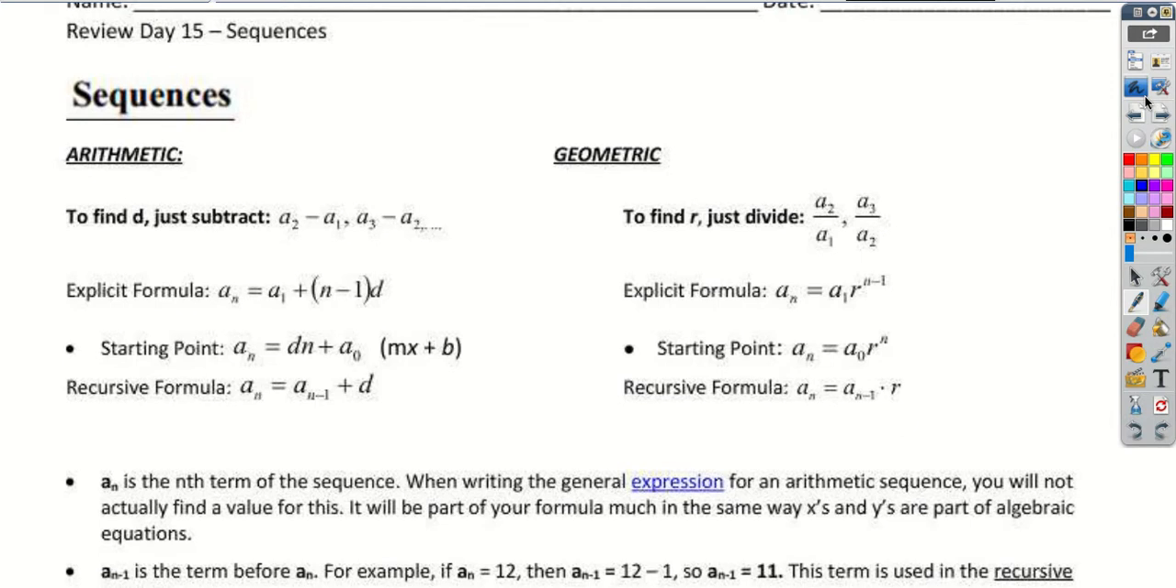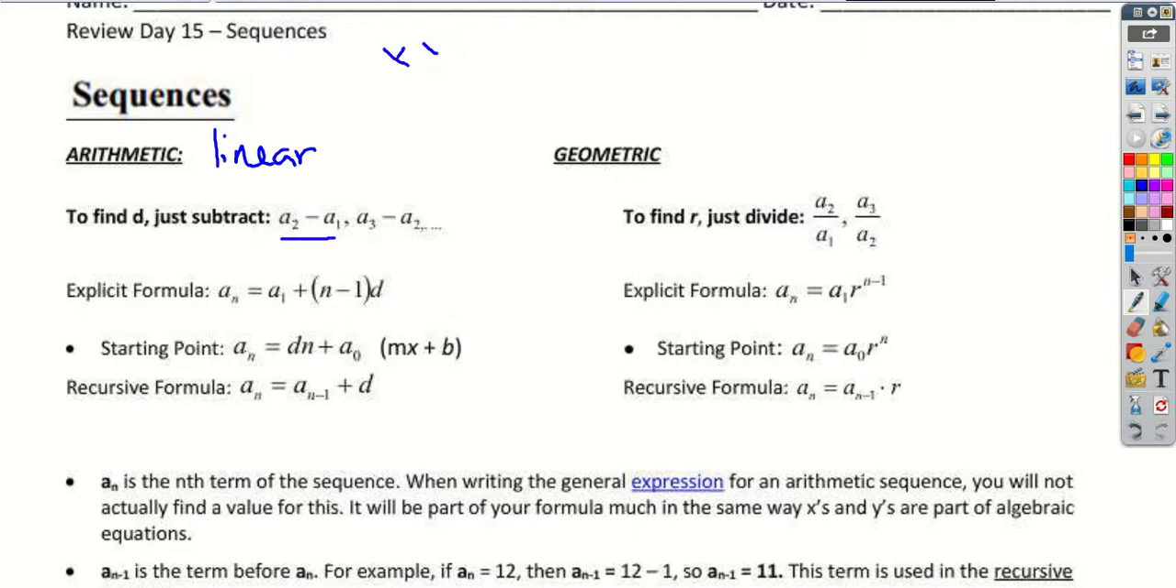Okay, sequences. So for sequences, there's two types. There's arithmetic. And when we say arithmetic, what this means is essentially we're creating a linear function. So we're adding or subtracting to get from one point to the next. To figure out what the change is, you're going to take the second term, subtract the first.